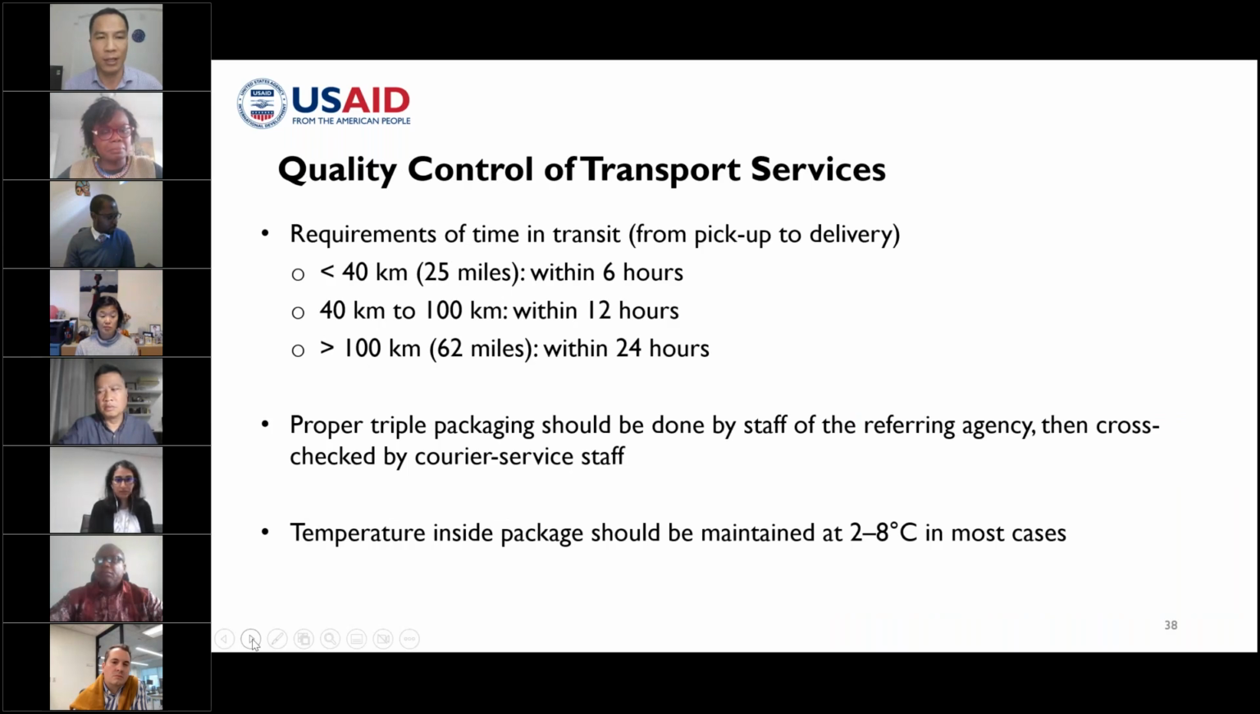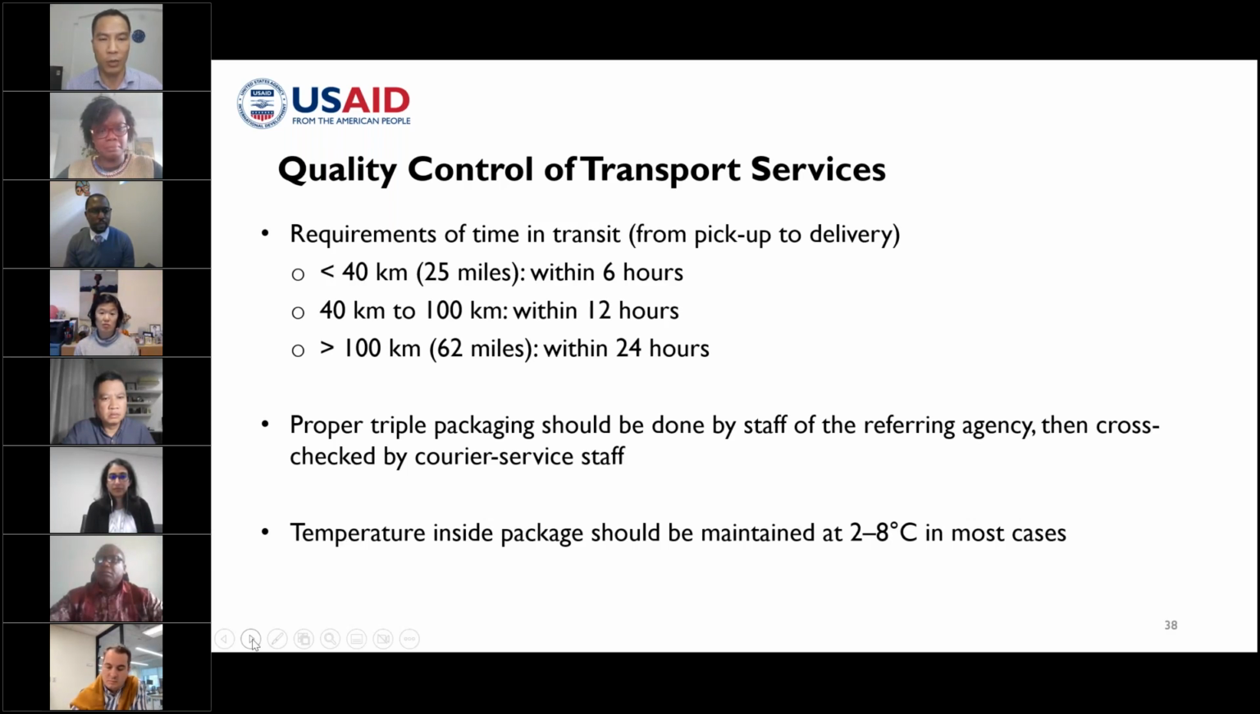And another thing is that we require the time of delivery, or the time in transit from the courier service, to be divided into different long or short distances: within 6 hours, or within 12 hours, or 24 hours maximum, depending on the distance from the referring site to the lab that receives the test.